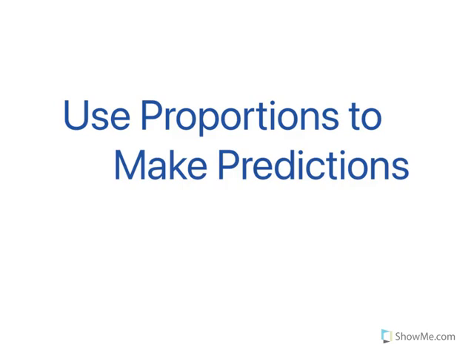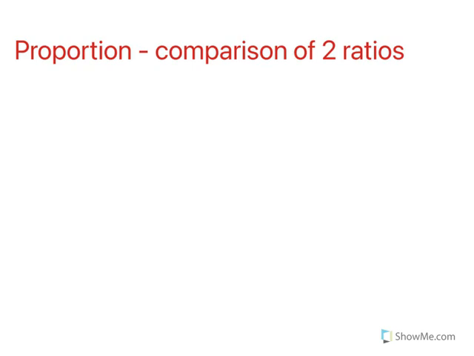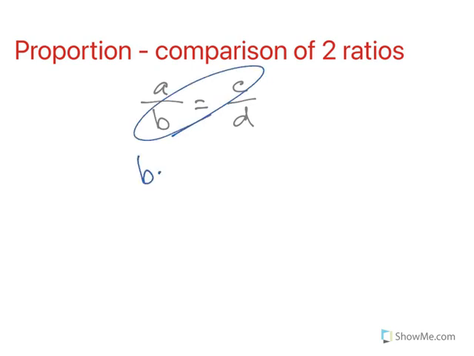Let's use proportions to make predictions. Remember that a proportion is a comparison of two ratios. So if I have the ratio A over B, the comparison would be that it's equal to the ratio of C over D. Now to solve proportions, we cross multiply. So B times C would be equal to A times D.